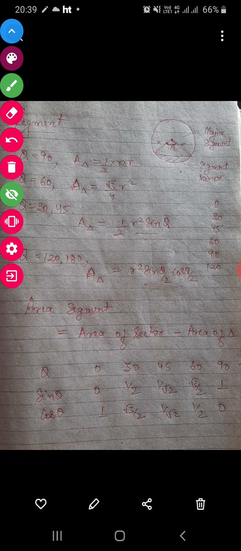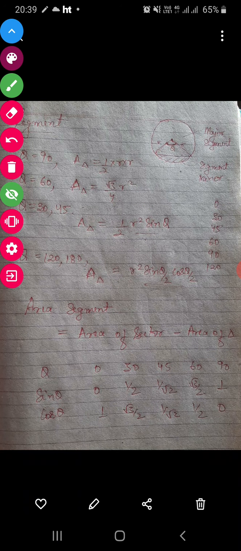Now class, talking about how to get the area of the segment. So area of segment is area of sector minus area of triangle. You can see in this diagram, this is the segment. We cannot derive a formula directly, so we will join this. Now this is a complete sector, and we will remove this area of triangle, then we will get the area of the segment.